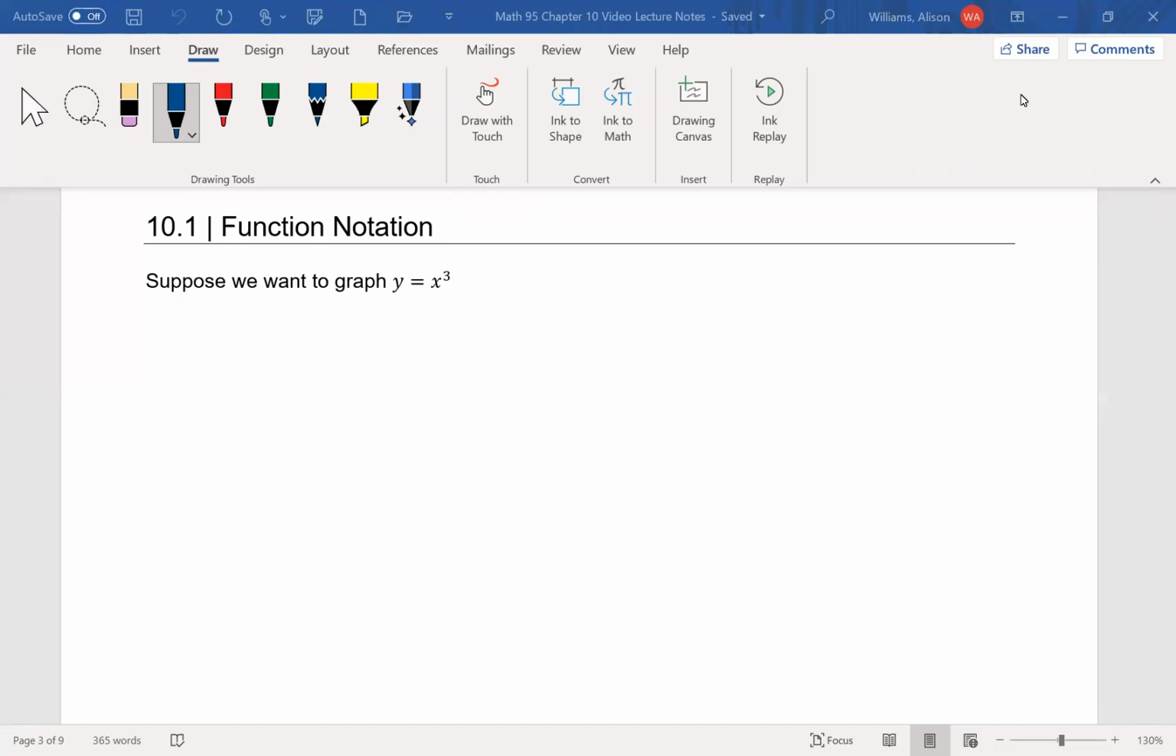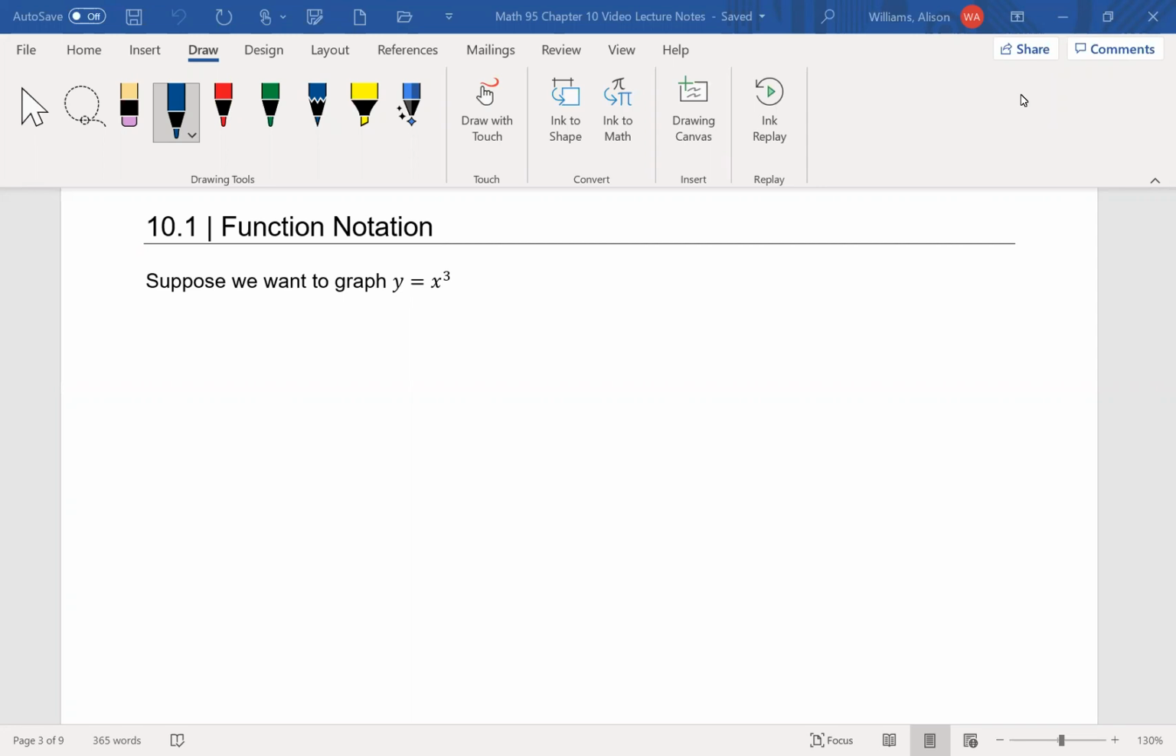In this video, we're going to talk about function notation, and we're kind of introducing functions for the first time. And what we'll do is build on some ideas that we already know to help us bridge to what a function is. So suppose I wanted to graph y equals x cubed.